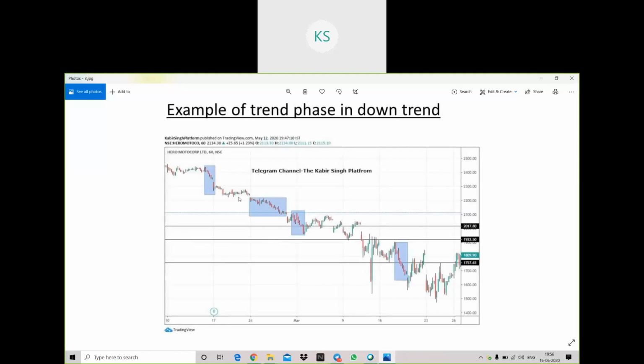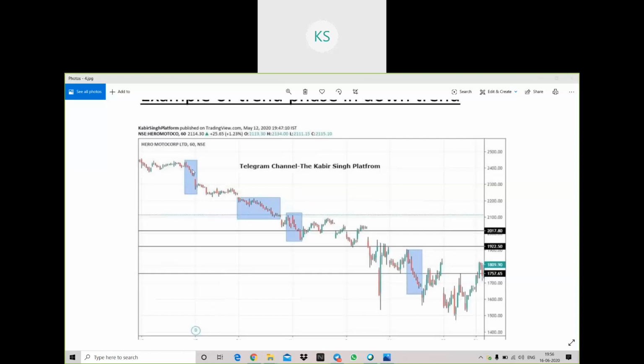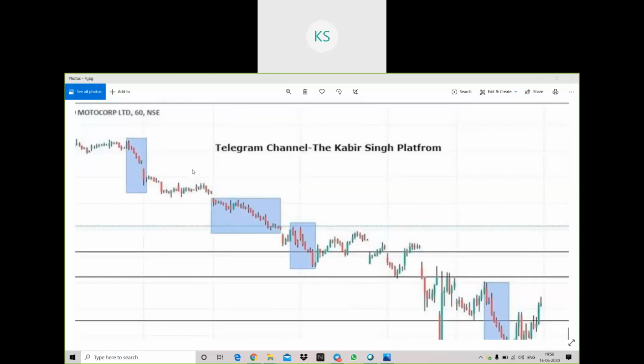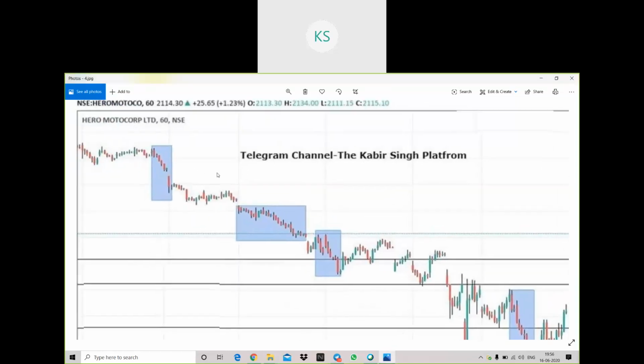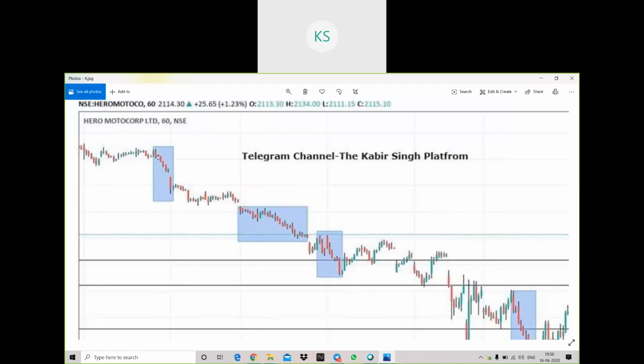So I have highlighted, and if the example is not clear now, I'll zoom it also. So I have highlighted the part which is a trend phase. Okay, this is a downward chart. As you can see, the price is coming down. The price is coming down, so the highlighted part is showing me the trend phase. I'll just zoom this. If you see the trend phase, the candle size in the trend phase is comparatively bigger than other parts of the chart.